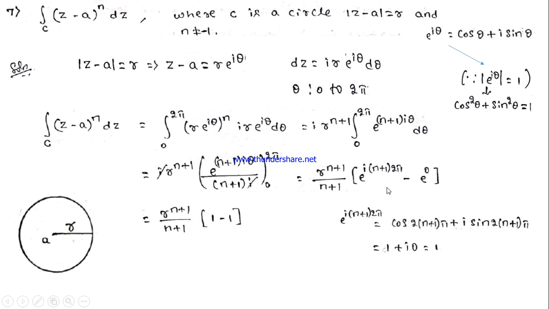By substituting that here, it will be 1 minus 1, the value of the integral is once again 0.